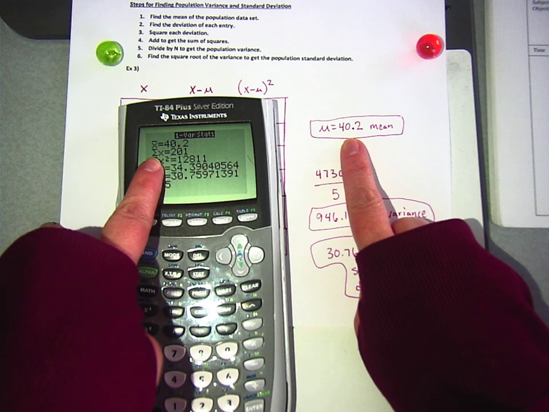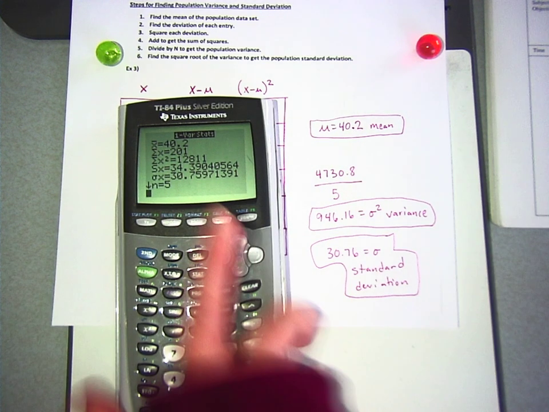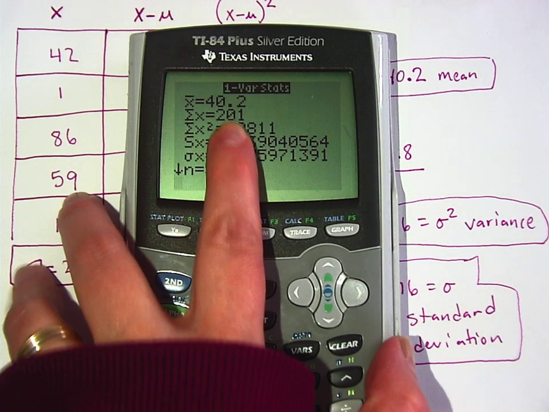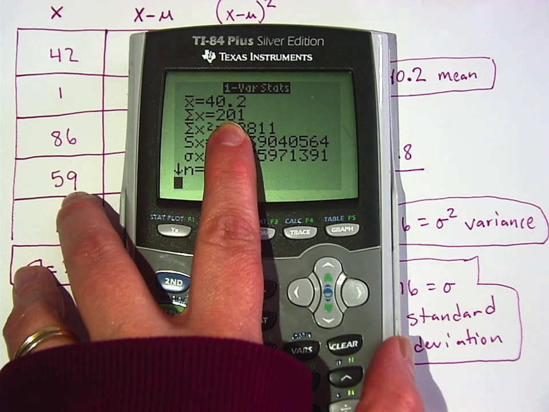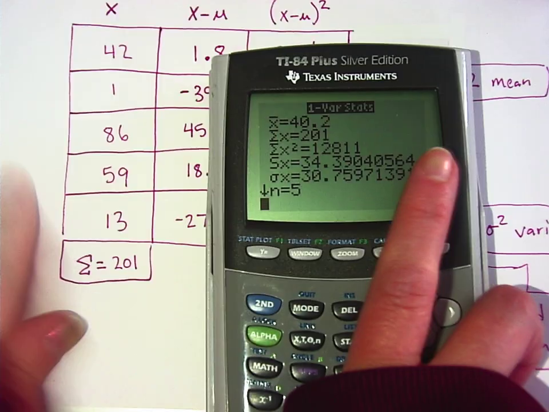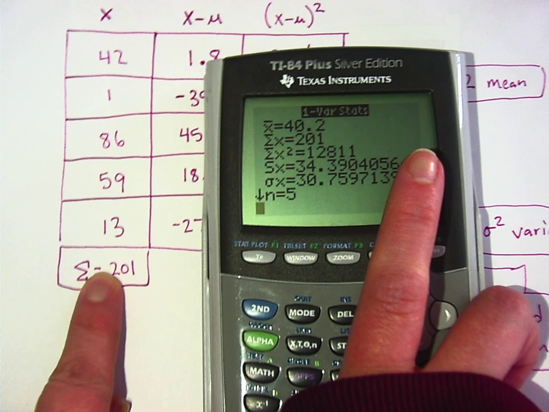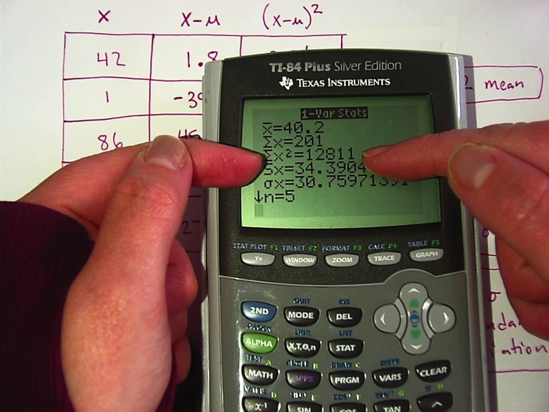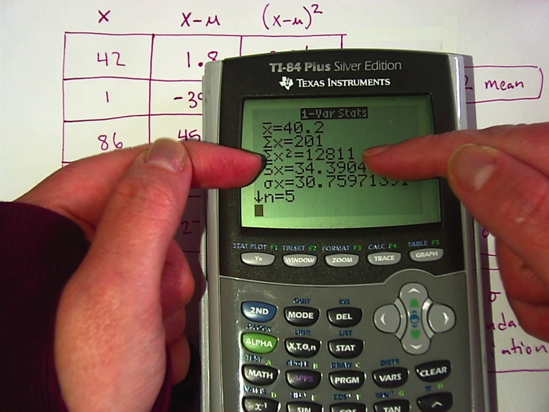What does this one mean? What is this? Σx? What's that one? That's when you added all of our numbers. Right, that's if you add all the numbers together. See that 201 down here? Okay, and this is adding all of x squareds together. We don't need that for this data set, but sometimes you will.